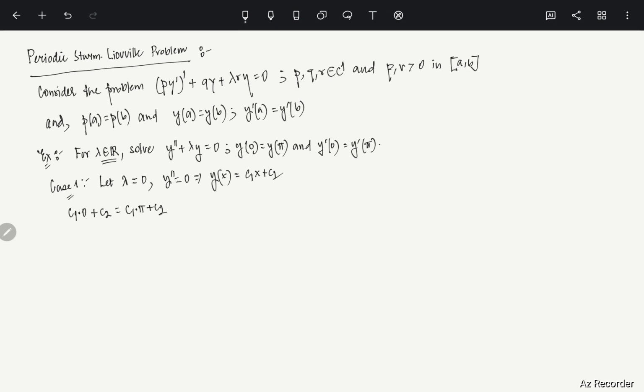There is no other option. So that will give you C1 is 0. Now if C1 is 0, y prime at the point A equals y prime at the point B. What is y prime? y of x will look like C2, so y prime should be only C2, right? Now that will satisfy y prime of 0 equals y prime at the point pi, because it's a constant. Y prime is 0, so basically the 0 function at the point 0 and the 0 function at the point pi are 0, right? So it's satisfied.